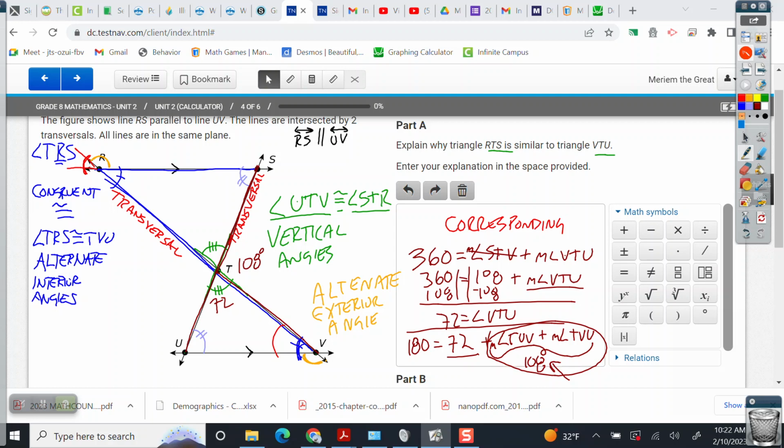Now, there's also a rule in geometry that says the exterior angle of a triangle, so this is the exterior angle of a triangle right here, has to be equal to the sum of the other two angles in the triangle. So you could also use that rule that the exterior angle has to be equal to the sum of the other two angles. And that's how you do it. All right.